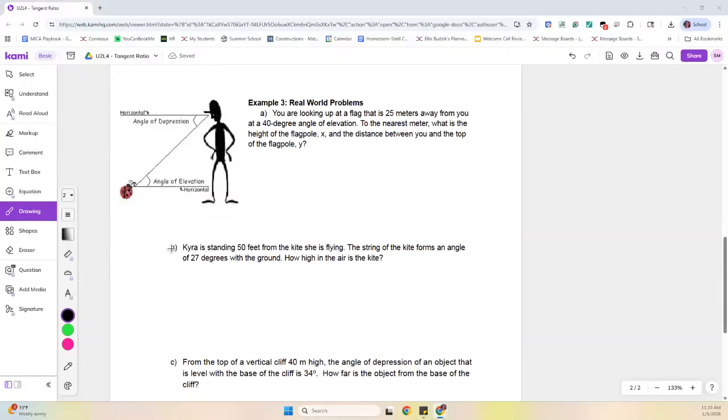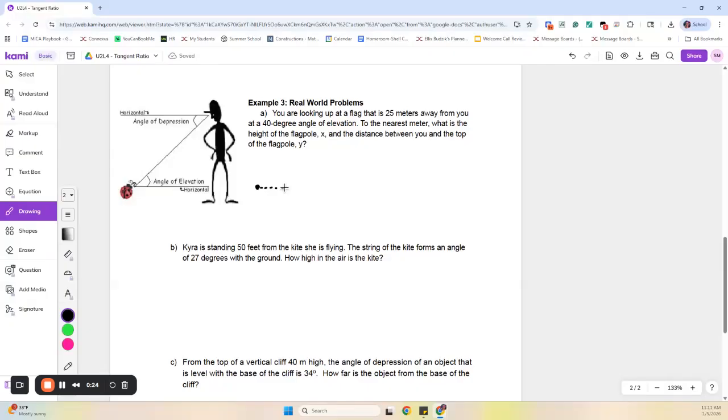All right, for example 3, it says you are looking up at a flag that's 25 meters away from you at a 40-degree angle of elevation. To the nearest meter, what is the height of the flagpole and the distance between you and the top of the flagpole, y? So here we're looking up at a flag that's 25 meters away.